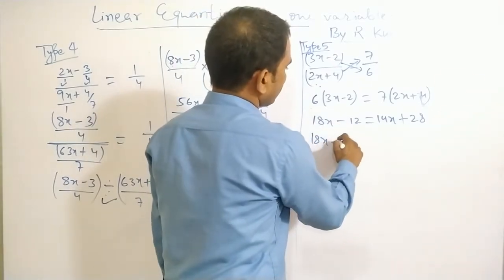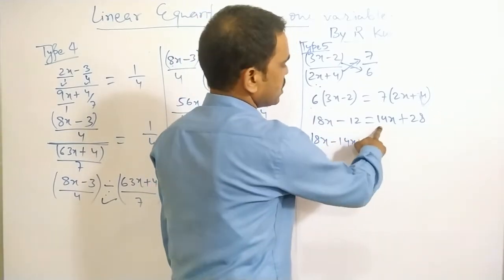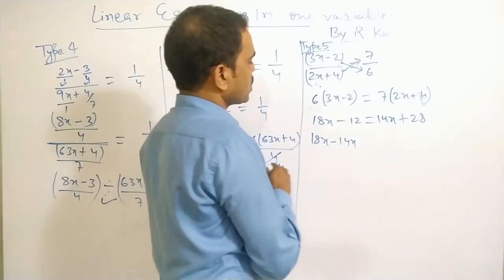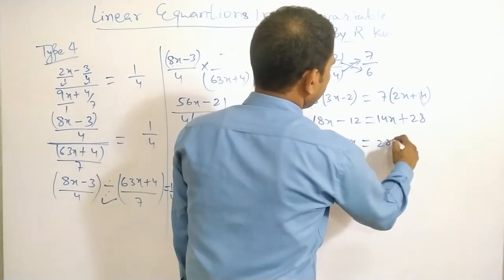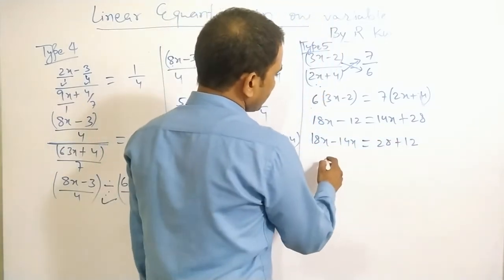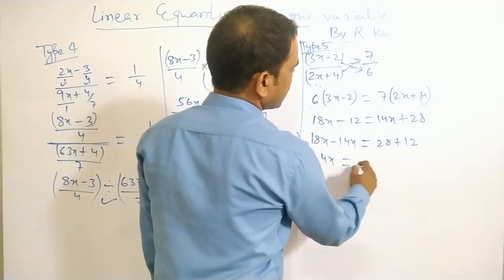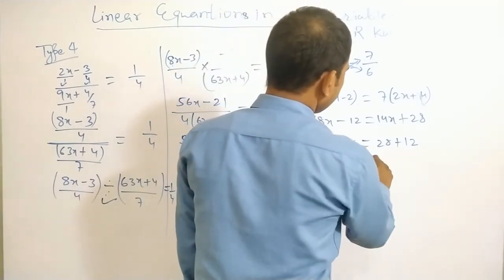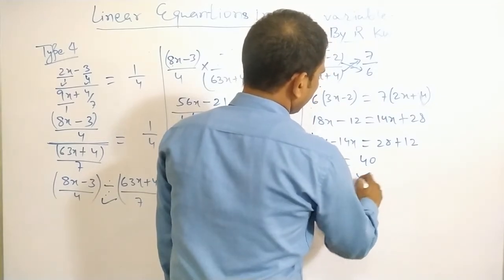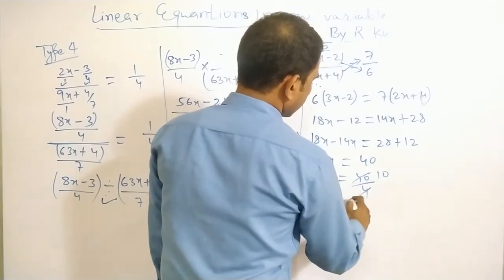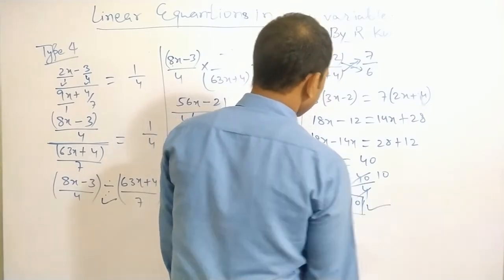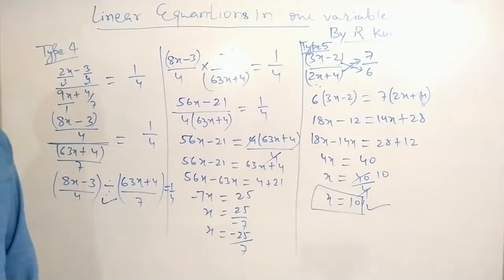So 18x minus 14x, because it is with a plus sign and will shift to this side, it will become minus 28 plus 12. Now 18x minus 14x is 4x, and minus 28 plus 12 gives 40, so x will be 40 by 4, that is, x is 10. So this is the only value for x.